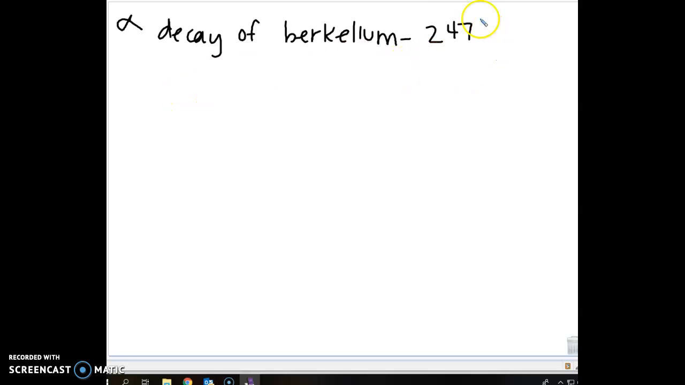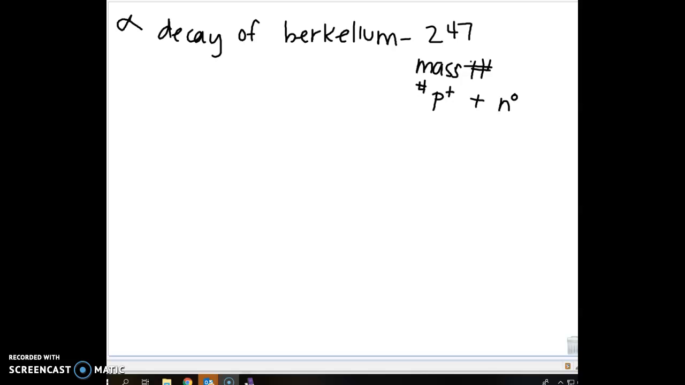Now, this 247 is our mass number, which is our number of protons plus our number of neutrons. So when we look at all of these different elements in these nuclear equations, you're going to need to have your periodic table handy as well, because you're going to need to get the atomic number.